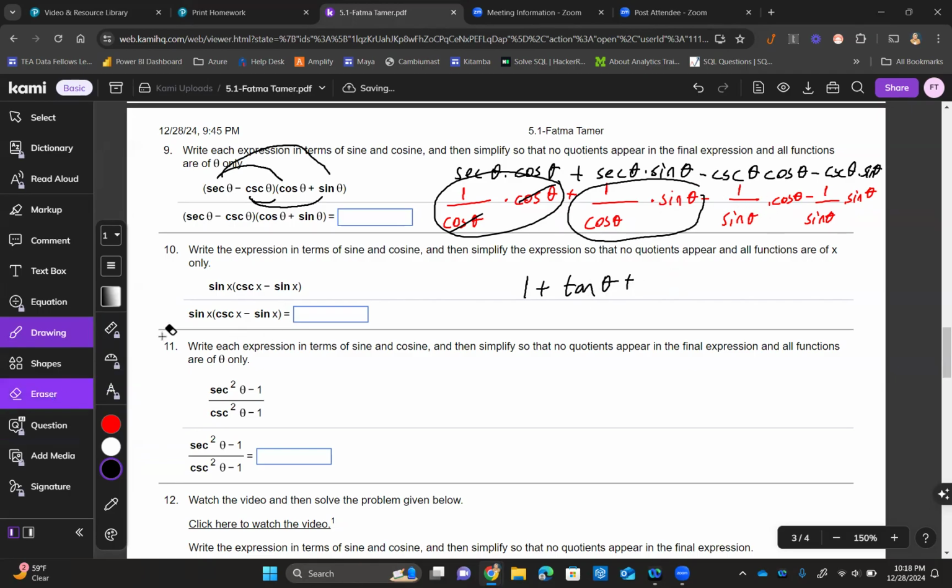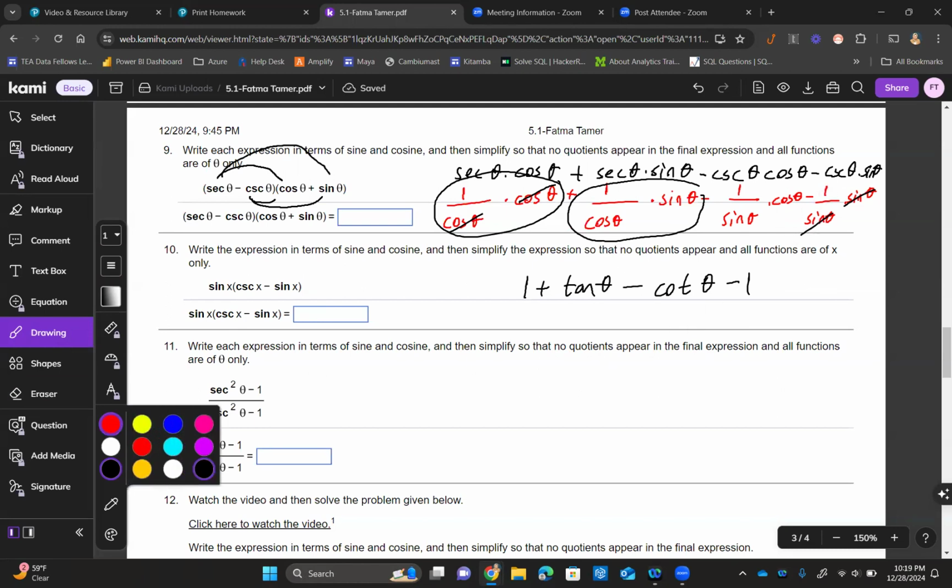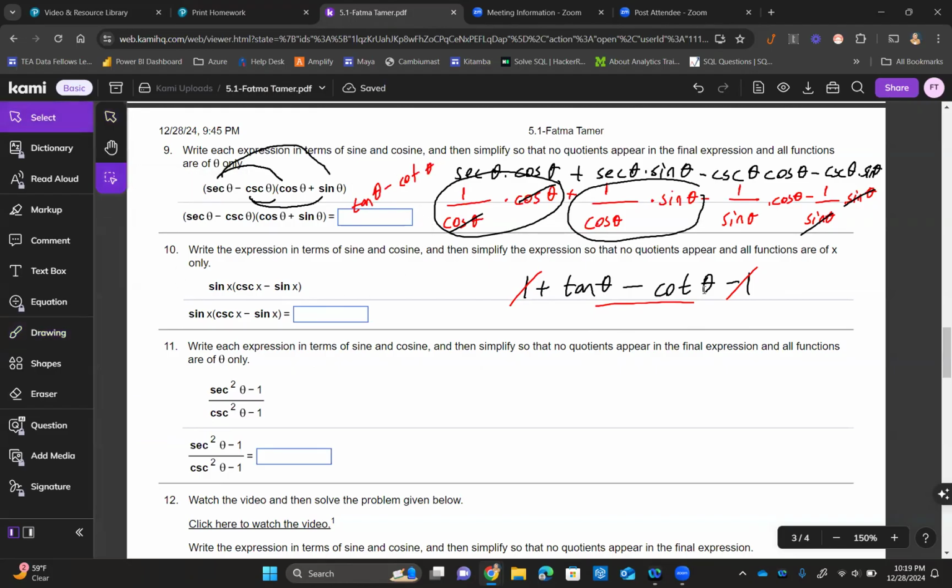Minus, because the next term starts with a minus. Cosine over sine again, and cosine over sine is cotangent of theta. And then top sine theta cancels the bottom sine of theta, and that's just a 1. Positive one and negative one cancel out, and this is what we end up with at the end. This question will return me a tangent of theta minus cotangent of theta as an answer.